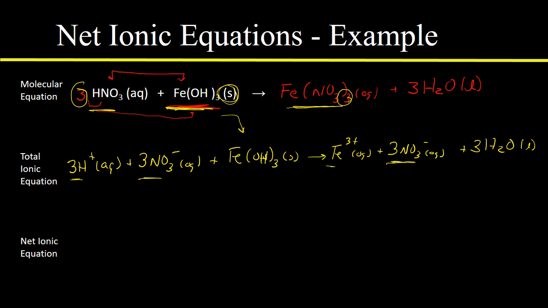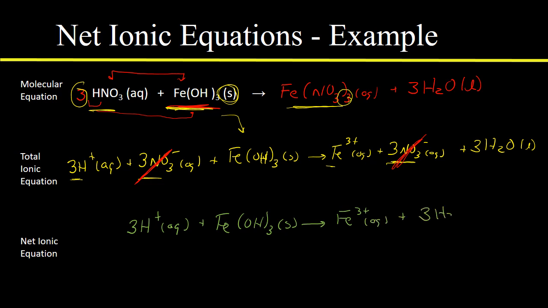Now we can go through and look for spectators. And I think the only spectator we've got this time is the nitrate ion. So when we put all of that together, our net ionic equation is 3H+ plus iron hydroxide solid gives us dissolved iron 3 ions plus 3 waters.